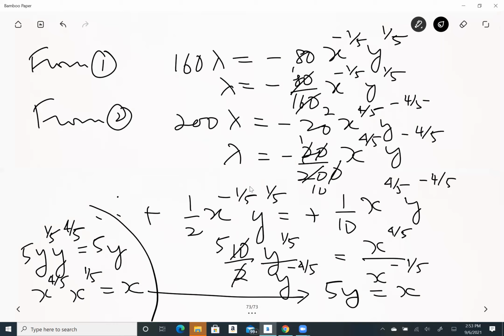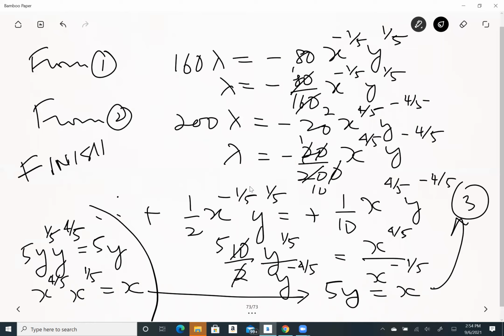Now when you get x equal to 5y, you can solve it. Put into number 3, and then you get the solution. So finish it up. The answer is given in the book, but of course, I want you to finish it up, okay? All right. Now, any question?